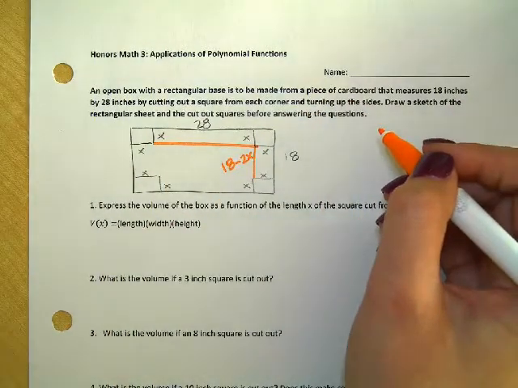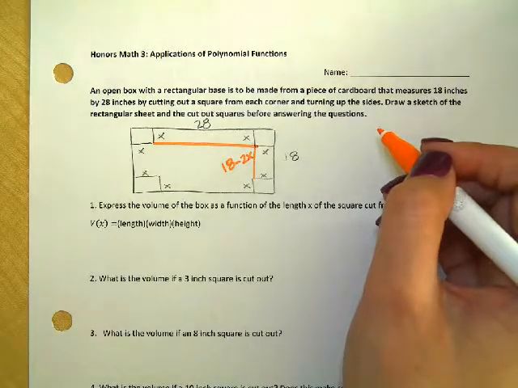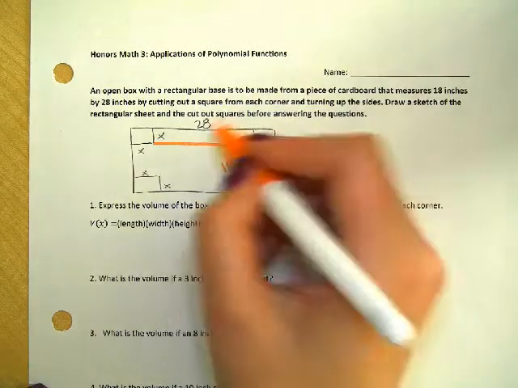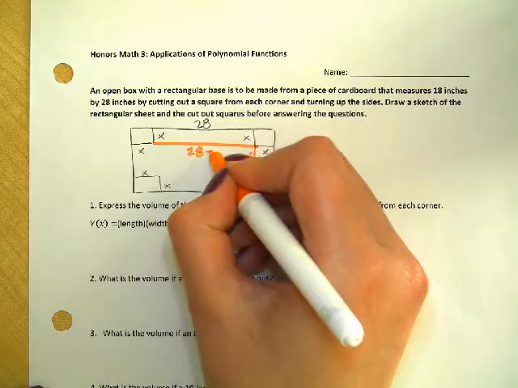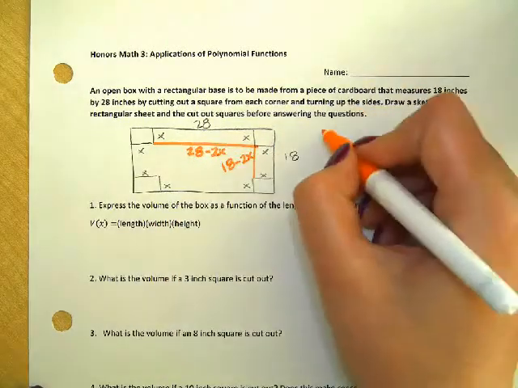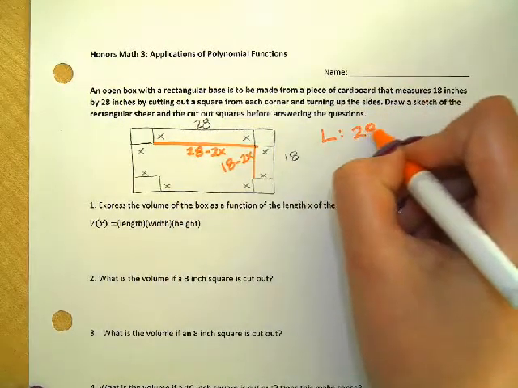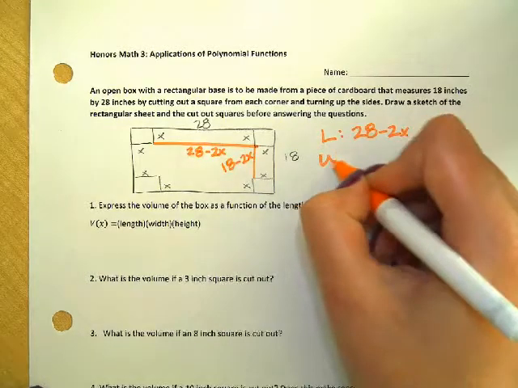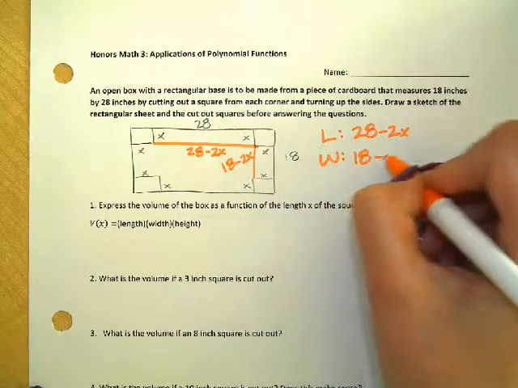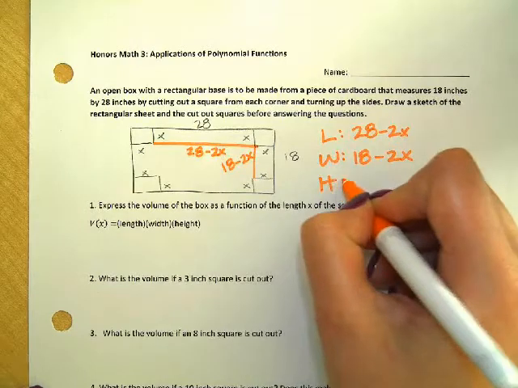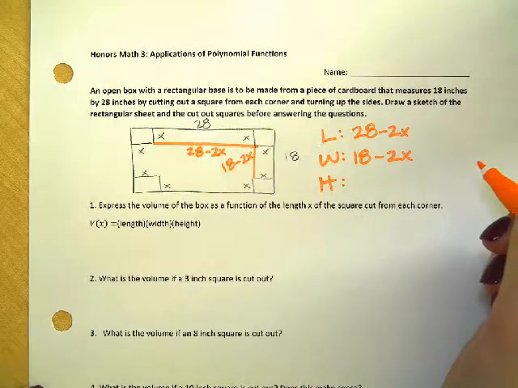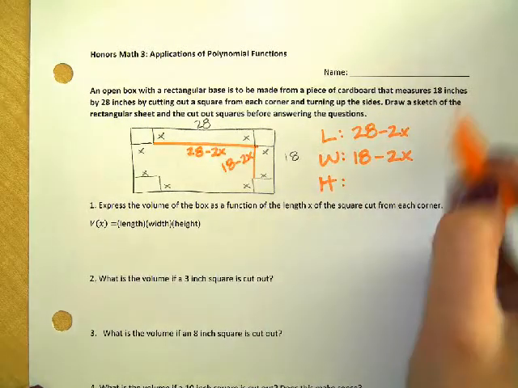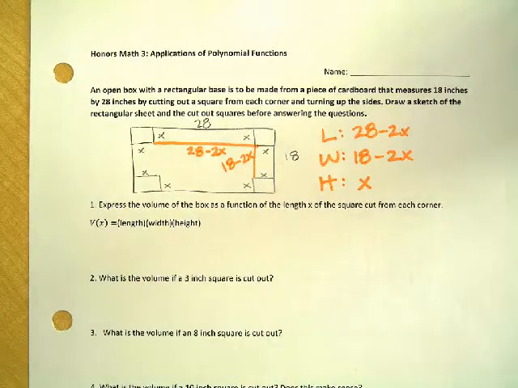And then we cut the corner, folded up the sides. So that would be 28 minus 2x. So I'm going to say my length is 28 minus 2x. My width is 18 minus 2x, and then what would the height of the box be? Not 2x, x, because it's the x side folded up and the x side folded up.